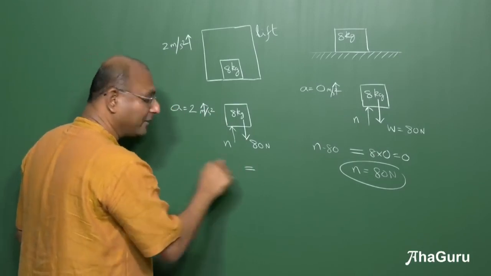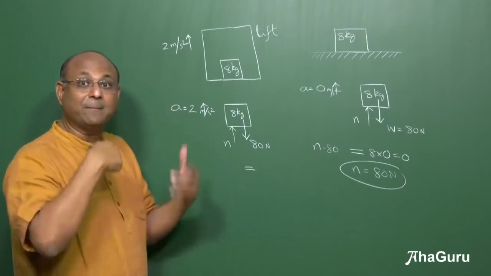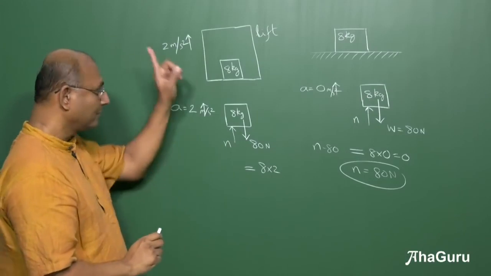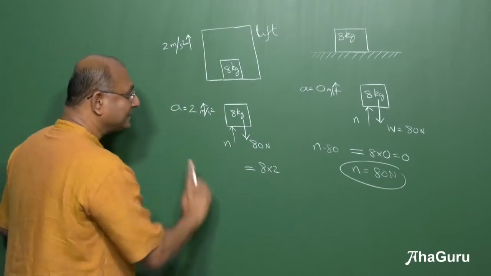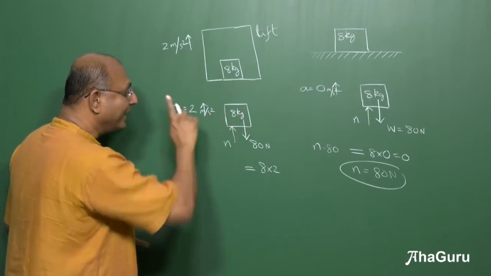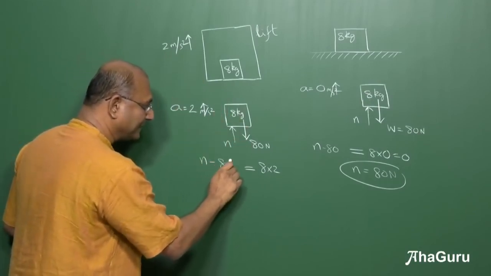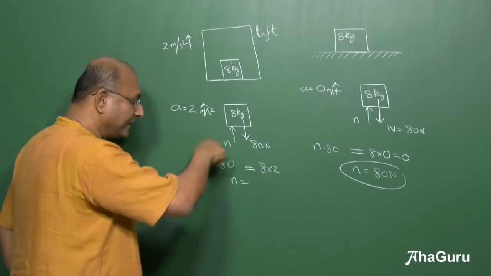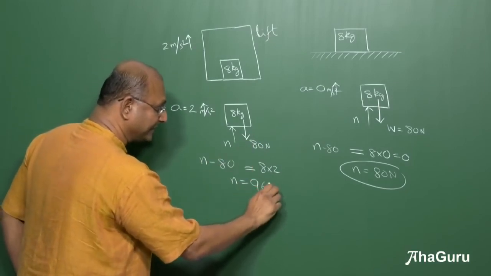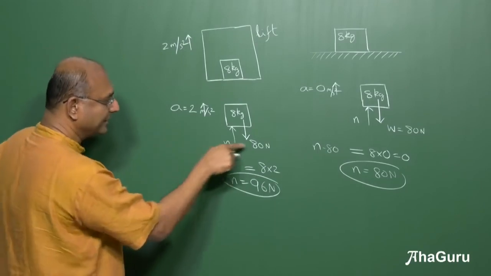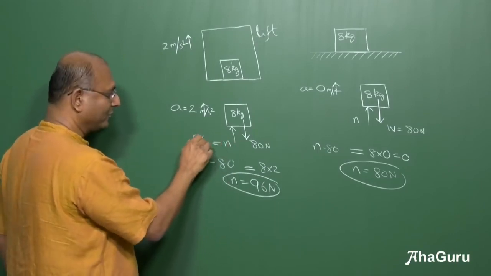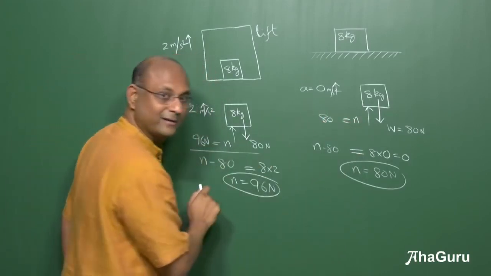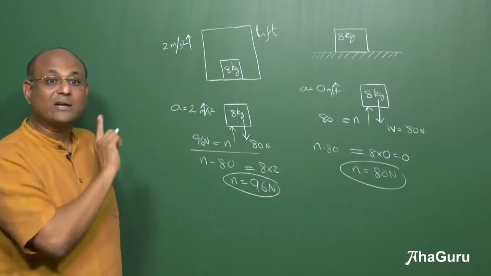Now remember, I still have to write F equals ma. So if I write F equals ma, start with ma. So 8 into 2. What direction? Up. Therefore, mass into acceleration is up. So net force is up. N minus 80 is 16. 8 into 2, 16. So what is N? 80 plus 16, which is how much? 96 newtons. Is this equal to 80? No, right? Different. There it was 80. Here it is not 80.